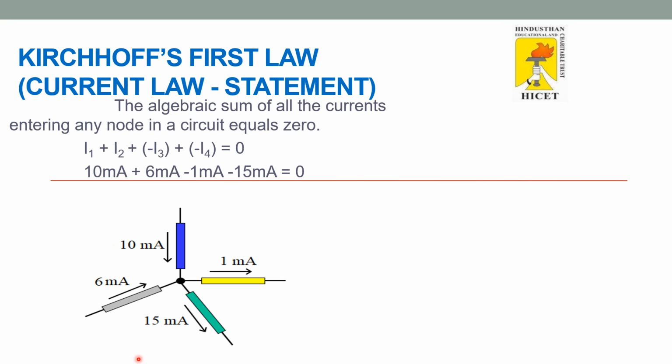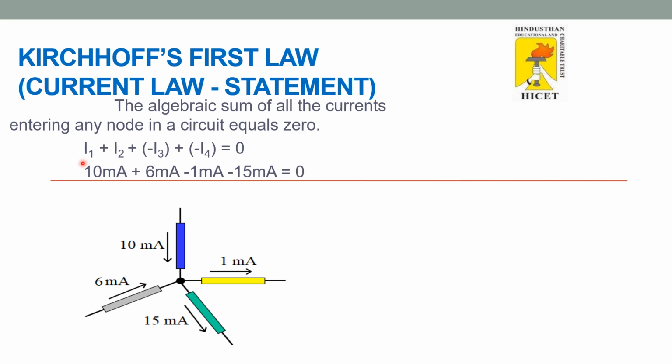Here in this diagram we have a node, or what we call a junction. We have 4 branches connected to this node. Of these 4 branches, 2 are incoming currents and 2 are outgoing currents. Here 10 milliampere and 6 milliampere are currents flowing towards the node, and 1 milliampere and 15 milliampere are currents leaving from this node.